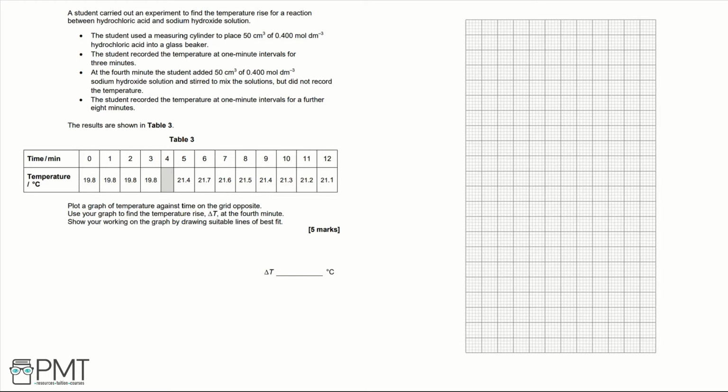Plot a graph of temperature against time on the grid opposite. Use your graph to find the temperature rise, delta T, at the 4th minute. Show your working on the graph by drawing suitable lines of best fit.